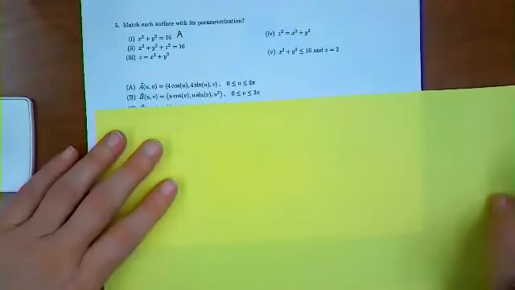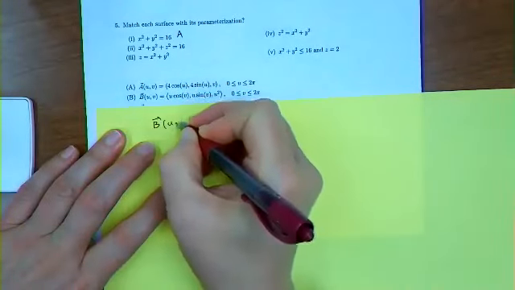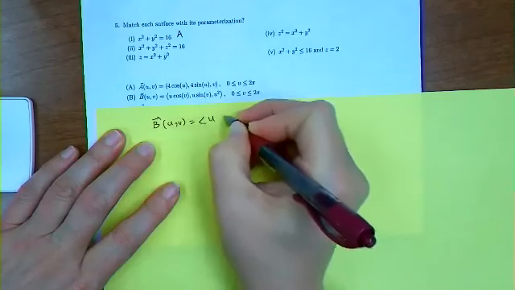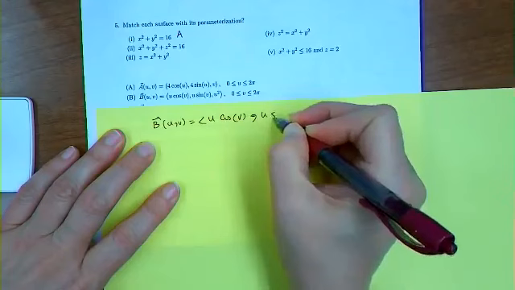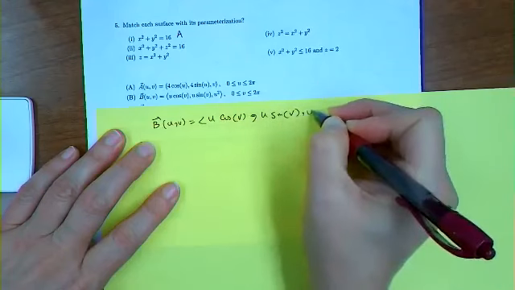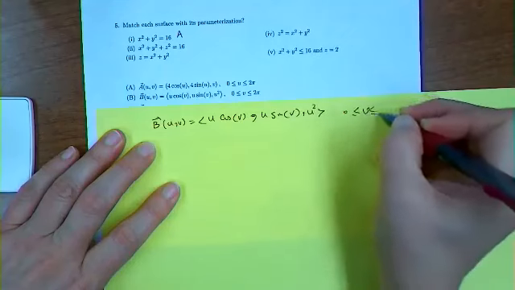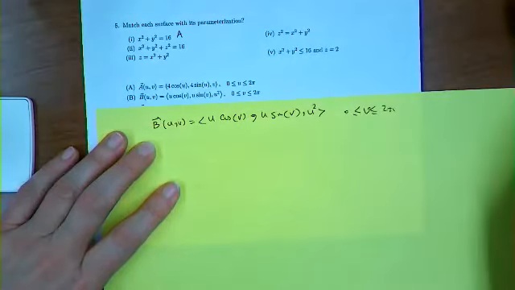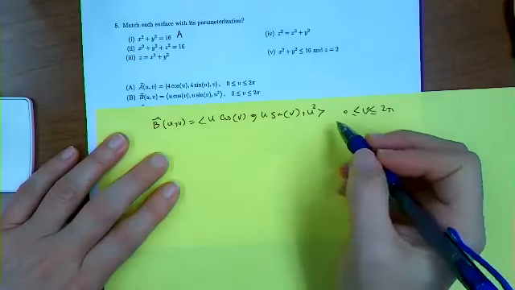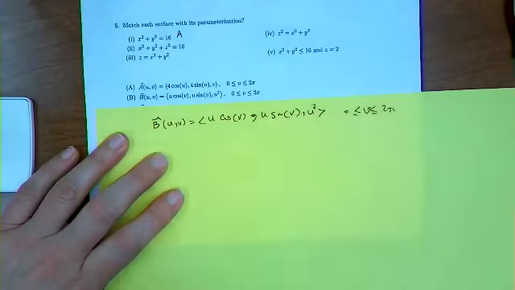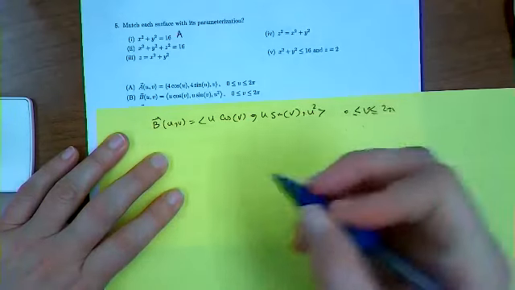Now let's do the second one. B of u and v is equal to u cosine v, u sine v, and u squared. And v is between 0 and 2 pi, and u, again, can be any value in R. It's a free variable.